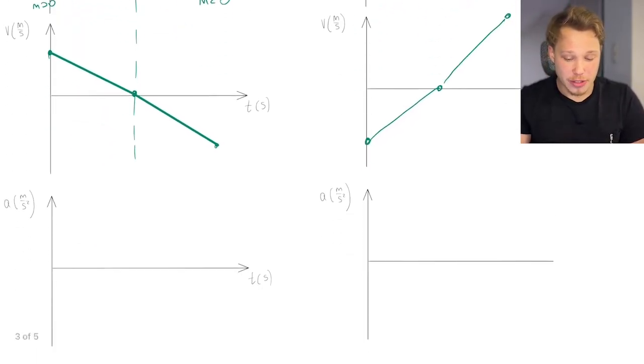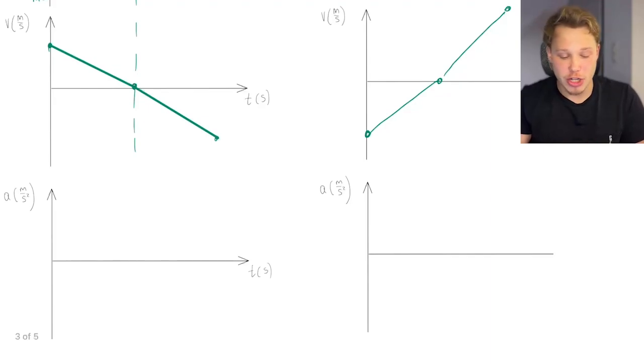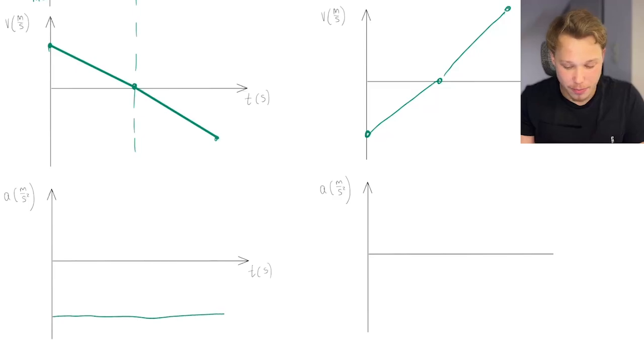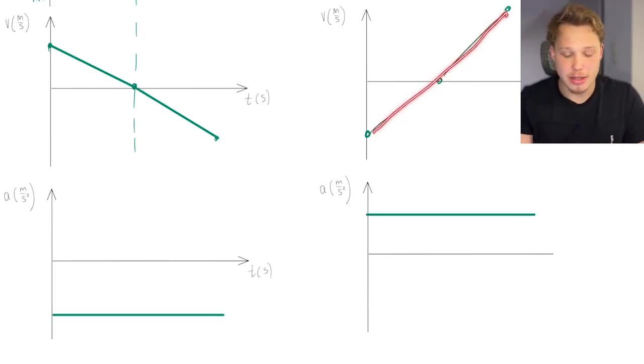Okay, from these velocity graphs, let's get the acceleration graphs. This is just a line with a constant slope. So it's going to be a horizontal line, but a horizontal negative line because it's a negative slope over here. And this is going to have a positive slope over here and a constant slope because it's a constant line.